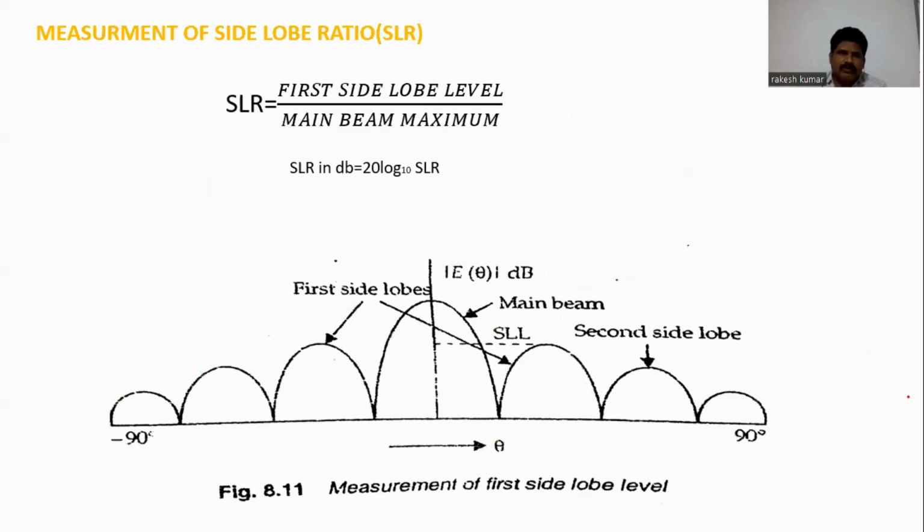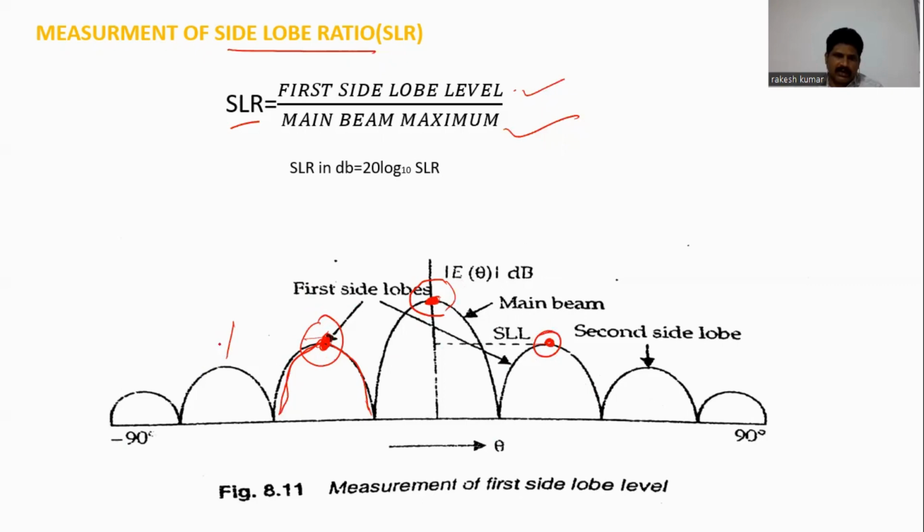Similarly, we can calculate the side lobe ratio. What is meant by the side lobe level ratio? It is the ratio of the first side lobe level to the main beam maximum. This is the main beam maximum, and this is my first side lobe level. So how much is this intensity compared to the main lobe? This is the maximum value of the main lobe, and this is the maximum value of the first side lobe.